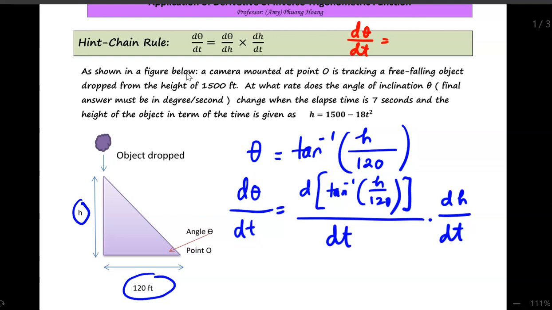So what you can do in this case is you can rewrite it and differentiate the theta in terms of h, okay? And then you multiply that with the derivative of h as a function of time. So as you see right here, you can cancel this 2 out, and then your equation is exactly the same on the other side. So this is one form of the chain rule.